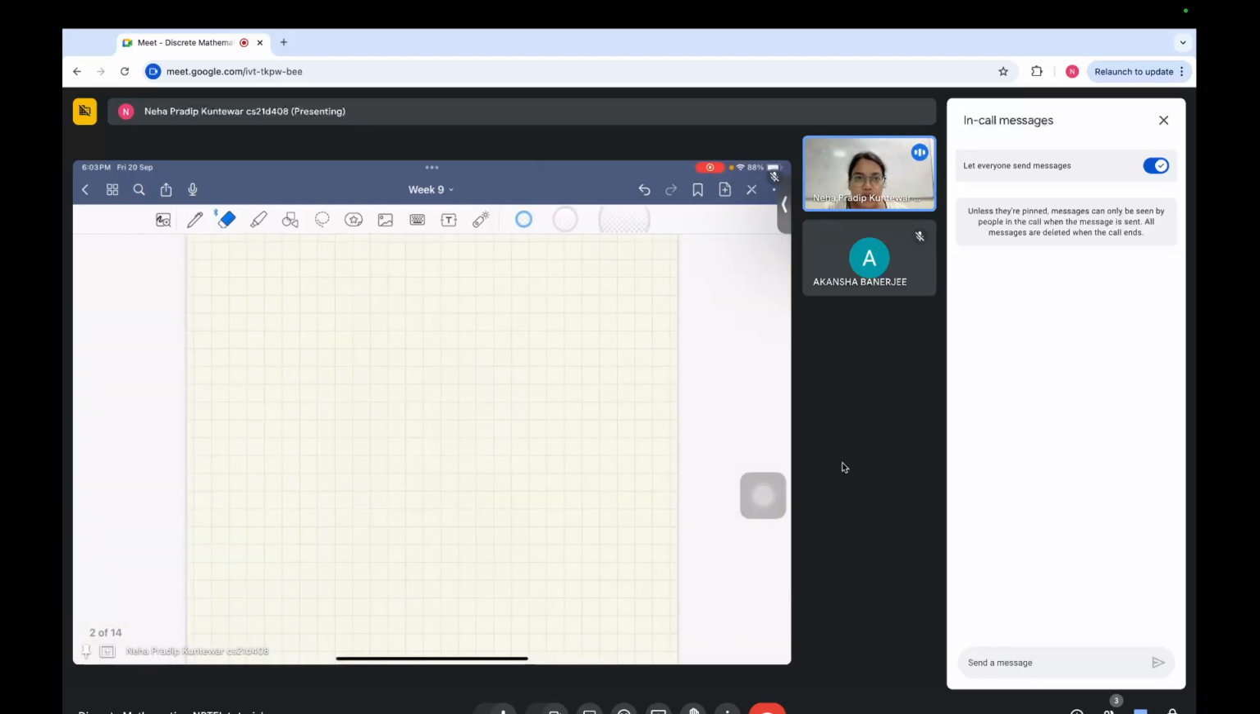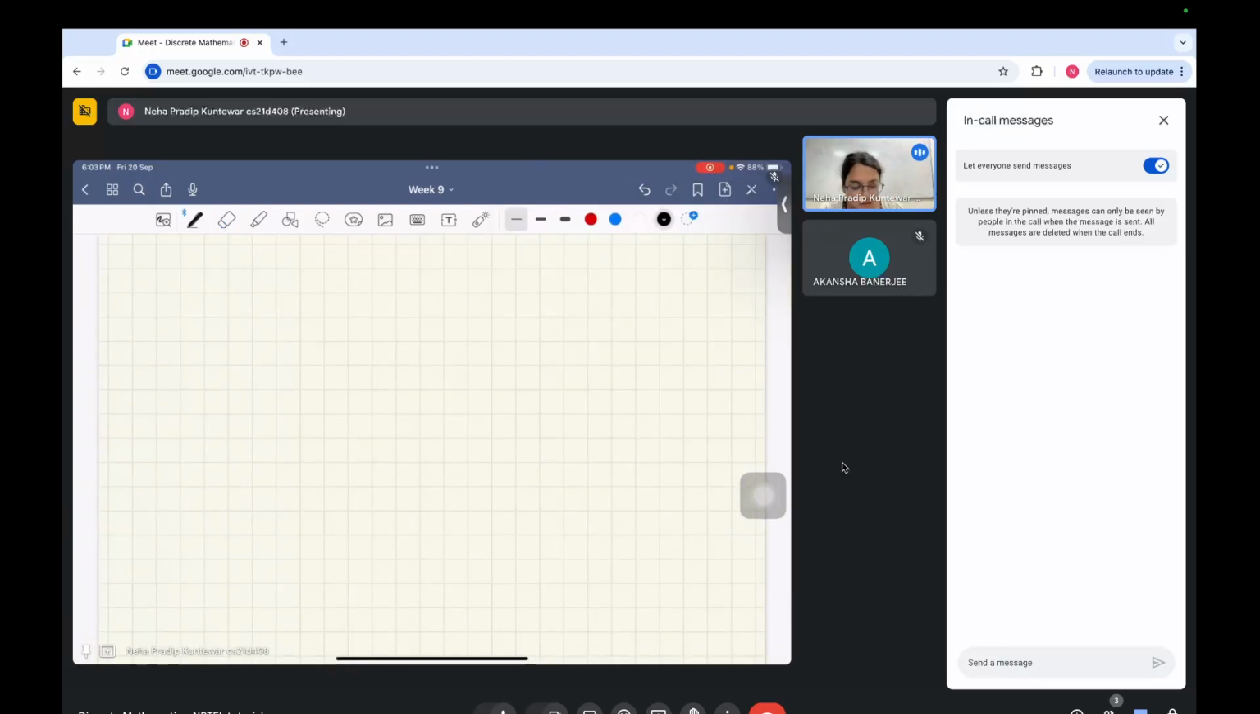Okay. So, hello everyone, and welcome to week 9 of the problem solving session for the discrete mathematics course. And this week, we'll look into generating functions. Right. So, for example, let's look at this series: 1 plus x squared plus x cube and so on.